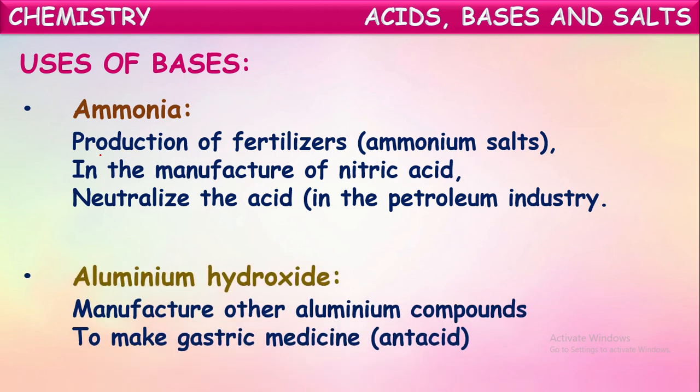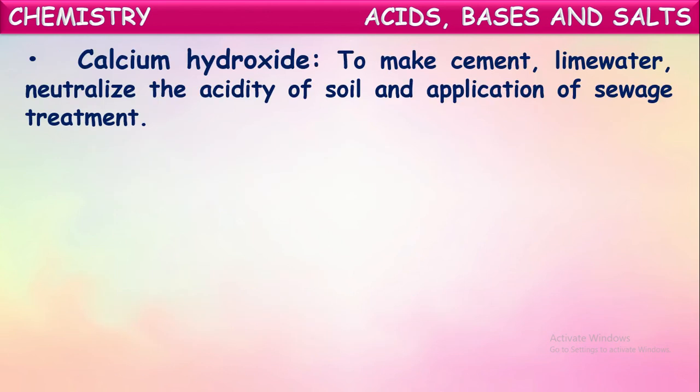Next, aluminum hydroxide. Aluminum hydroxide is used in the manufacturing of other aluminum compounds, and it is also used in making gastric medicines like antacids. Next, calcium hydroxide. It is used to make cement and lime water, and it is also used in the neutralization of soil acidity and in sewage treatment.